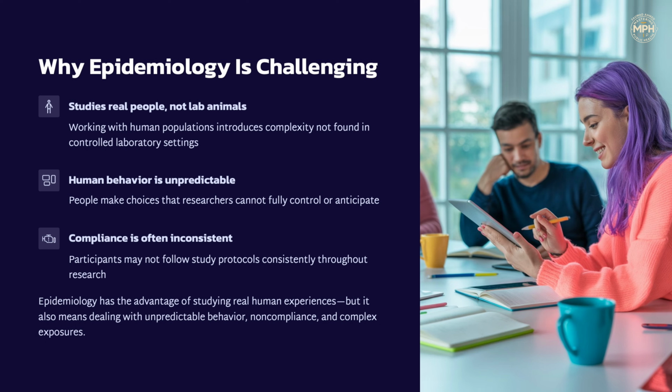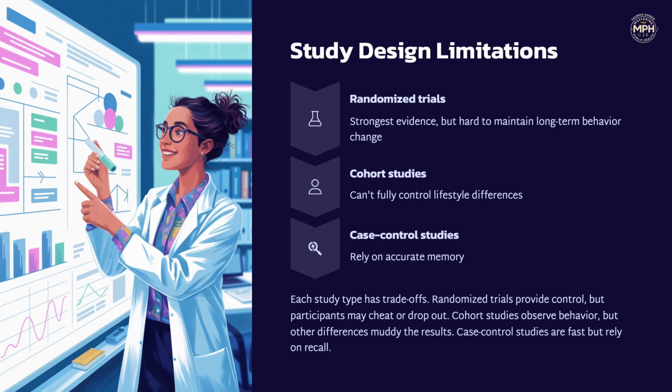The challenge of studying humans: epidemiologists study real people, not lab animals. That's an advantage, but also a challenge. Let's say researchers want to test whether a low-fat diet prevents heart disease. In a randomized controlled trial, they'd assign half the participants to follow a low-fat diet and the other half to stick with their usual eating habits. But unlike lab rats, humans don't always follow instructions. People in the low-fat group might cheat or drop out. People in the control group might start eating healthier on their own. These behaviors can blur results.